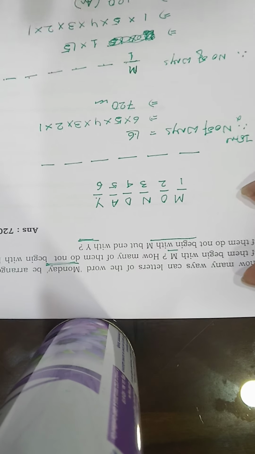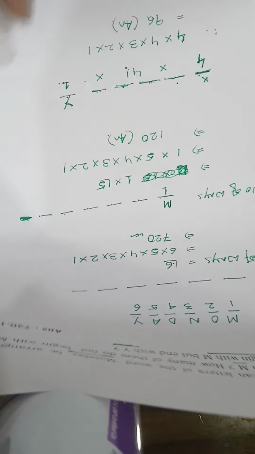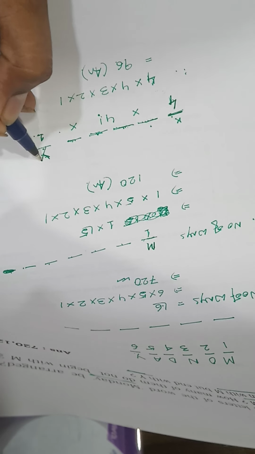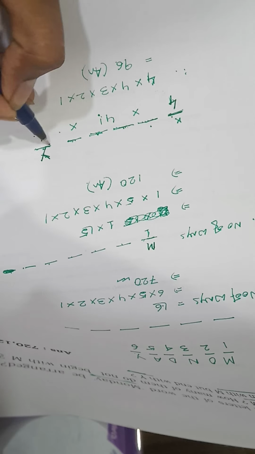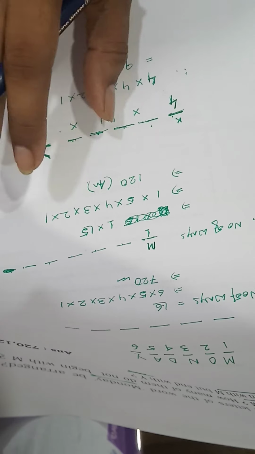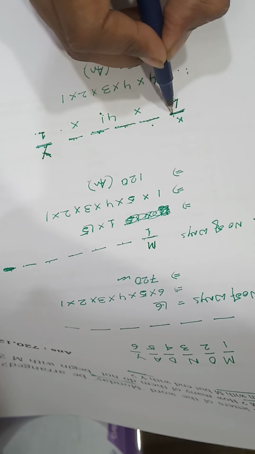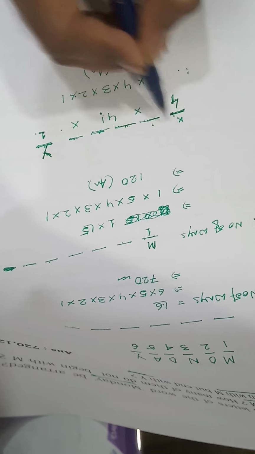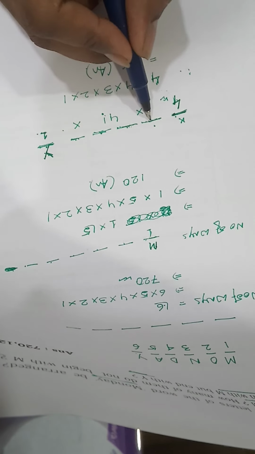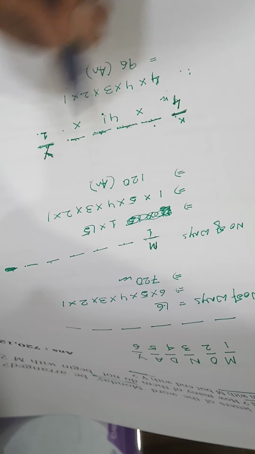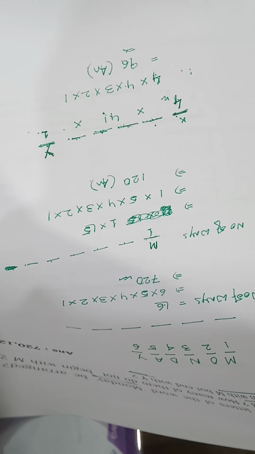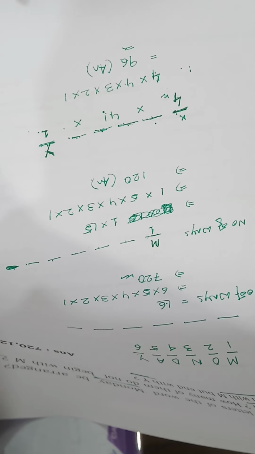Again, there is a 6 letter Monday. The 6 letters first end with Y, so the last space will be occupied by Y. So it is 1. There are 5 letters. M cannot occupy this place. So how many letters can occupy the first position? 4 letters can occupy the first position, and the rest are 1, 2, 3, 4. So as a result, 4 into 4 factorial into 1, as a result 96. Okay, hope students you will understand carefully.